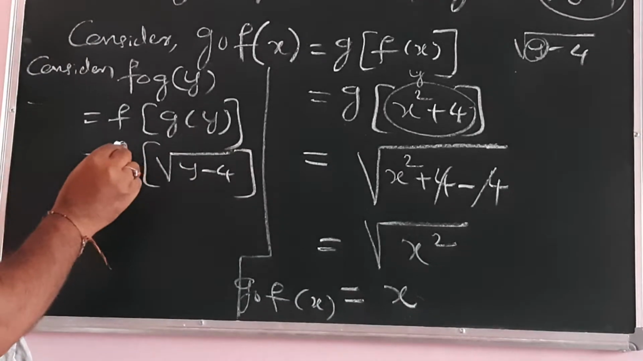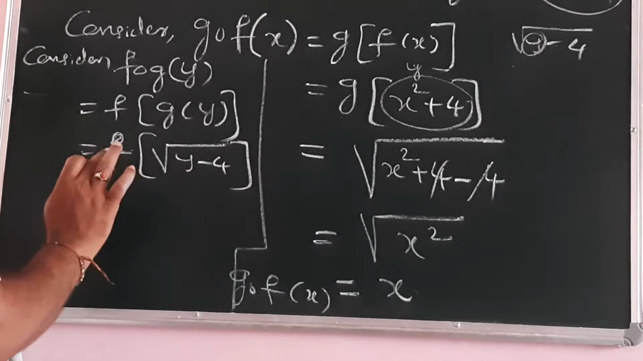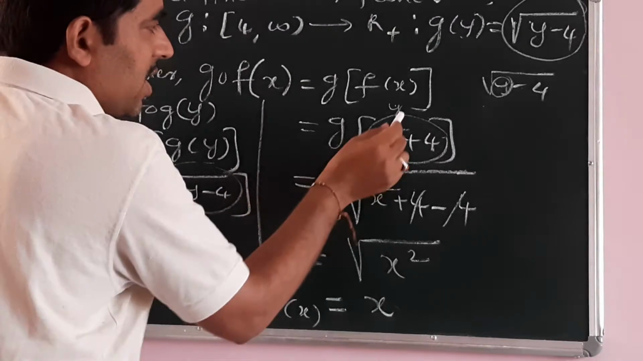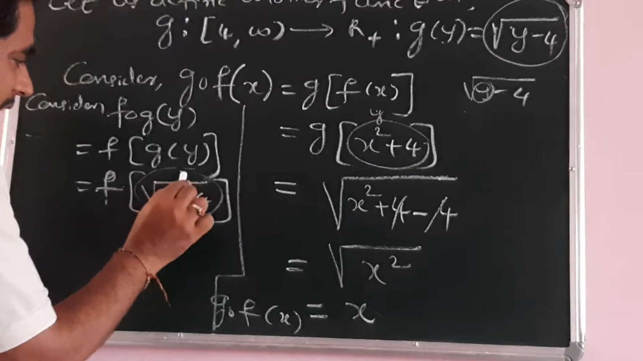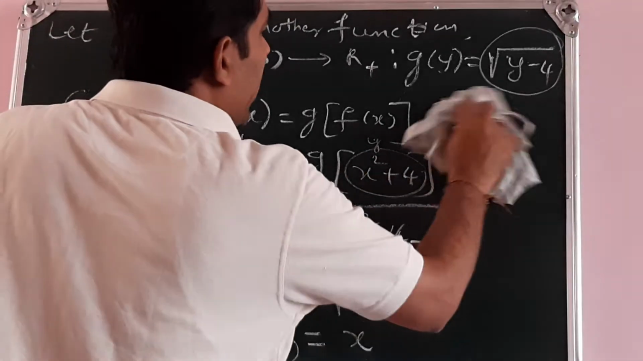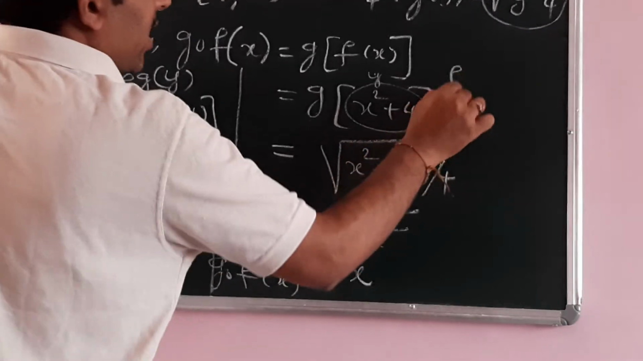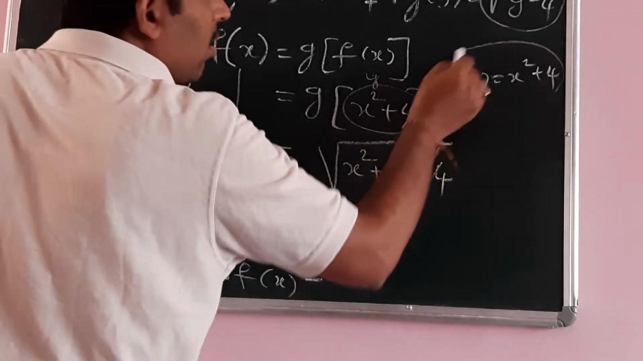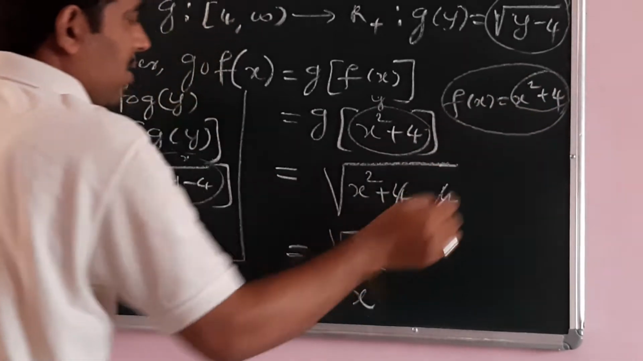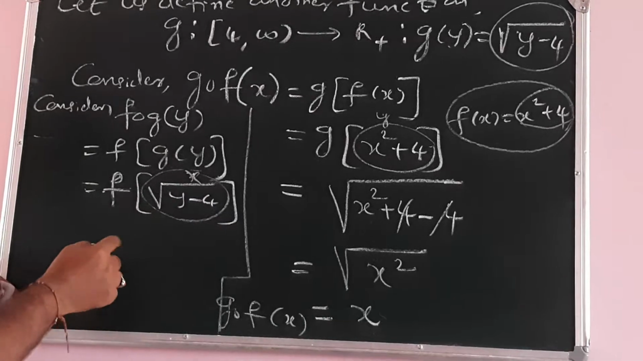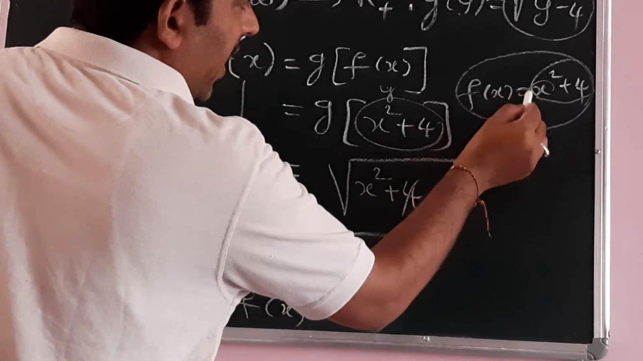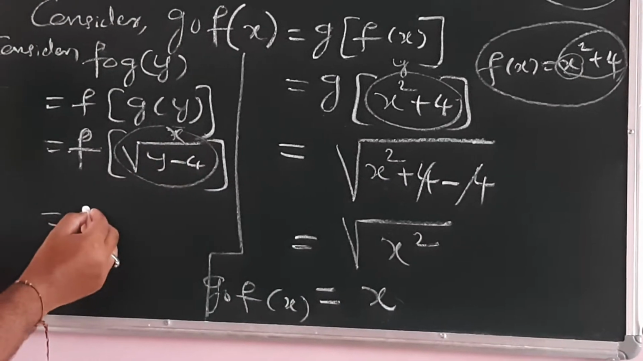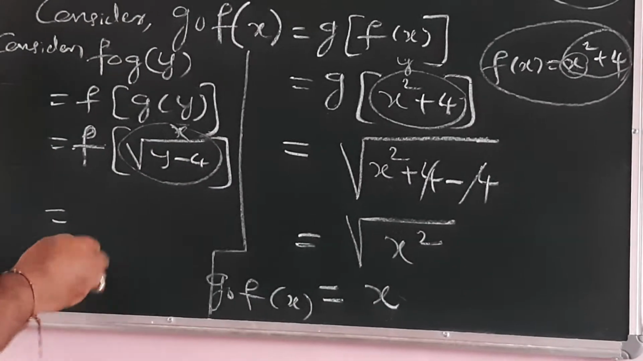Now outside the bracket, what do I have? The function f of x. When f comes, you think of the inside quantity as x. Whenever g is there, you think of it as y. So what is f of x? F of x was given in the problem: f of x is equal to x square plus 4. So here, instead of x, I have to replace it with square root of y minus 4, and write x square.